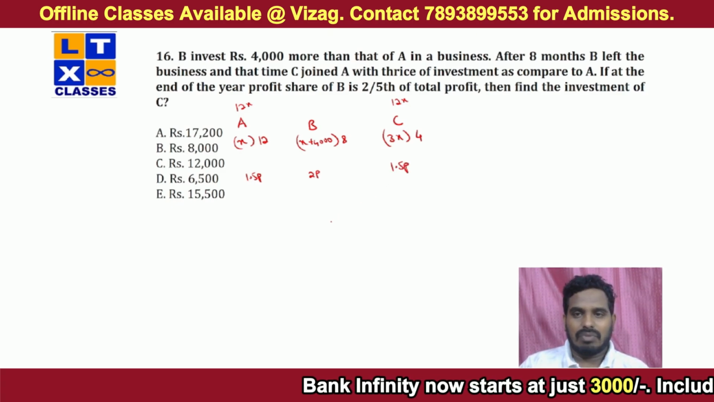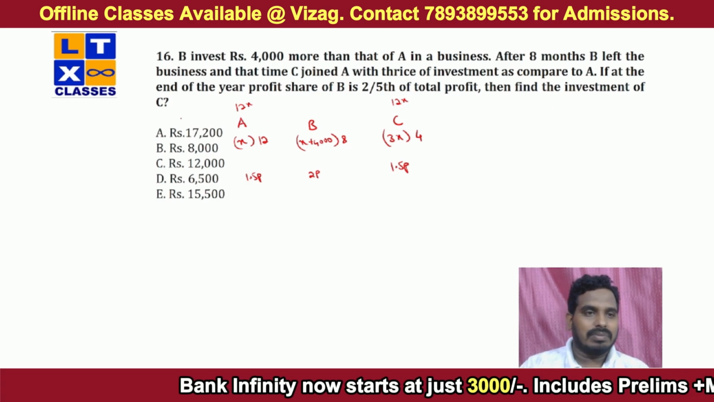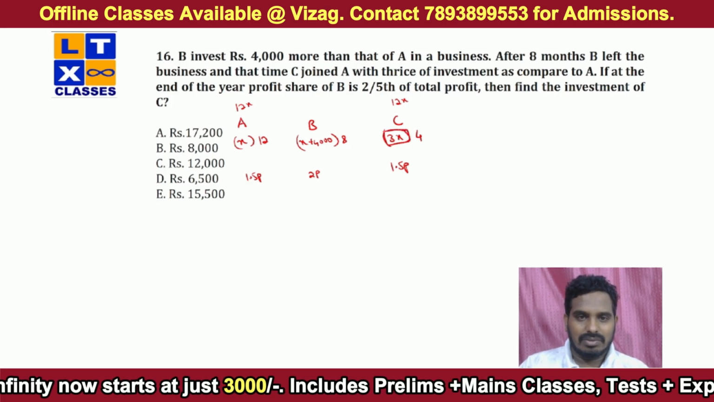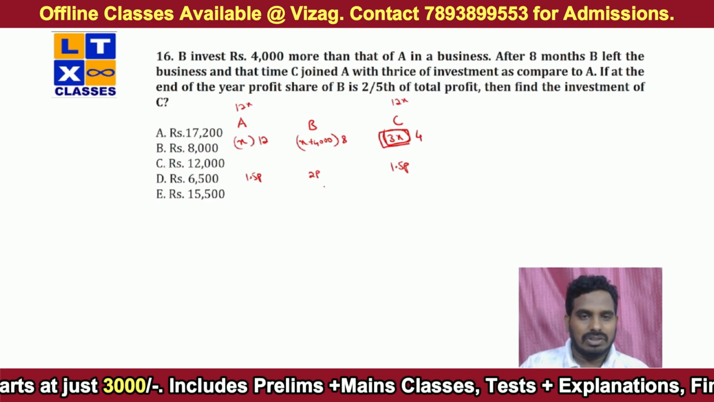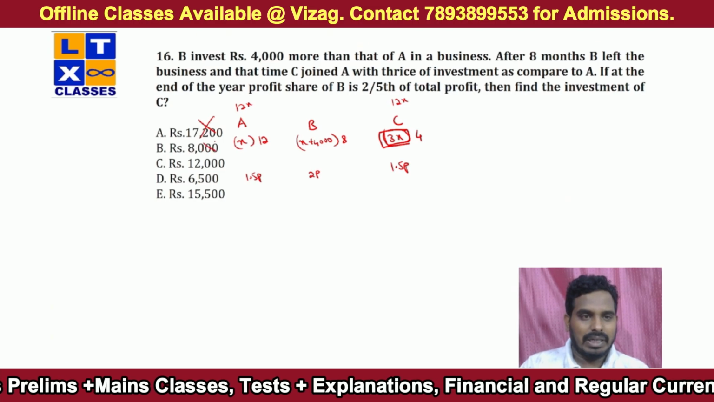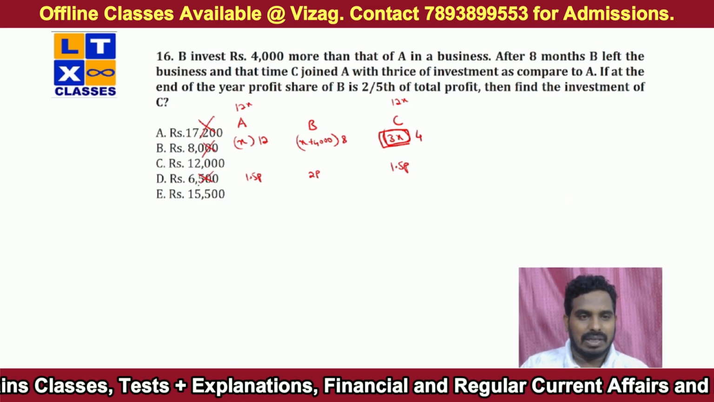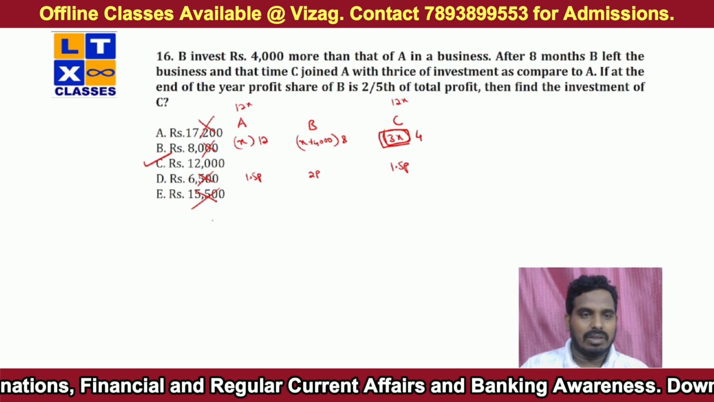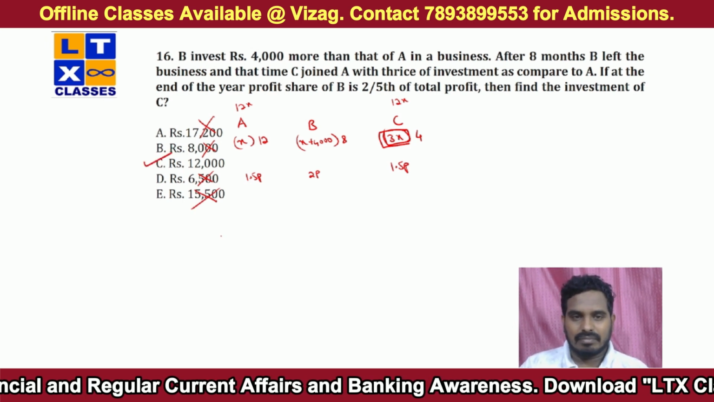Okay. Now, what were you asked to calculate? Find the investment of C. Okay. Investment of C is 3x, right? 3x. Now, definitely it should be a 3 multiple. 7, 1, 8 to 10, not a 3 multiple. 8,000, not a 3 multiple. 6, 5, 11, not a 3 multiple. 5, 5, 10, 1, 11, not a 3 multiple. So 12,000 is straight away my answer.